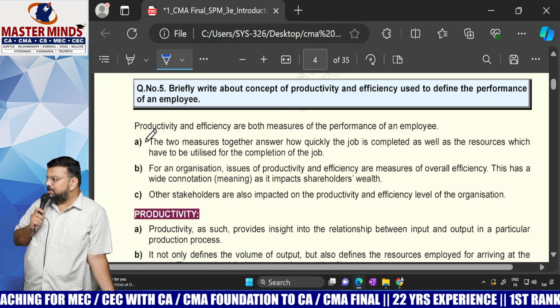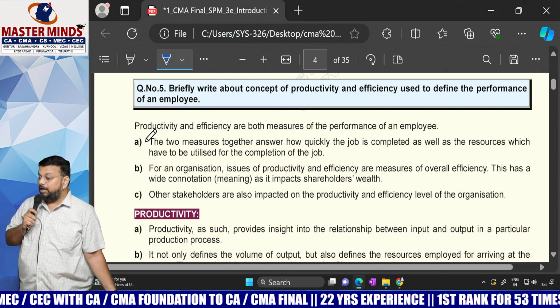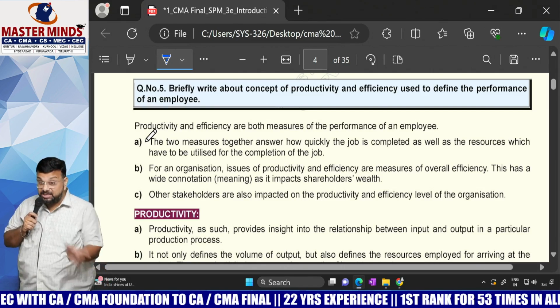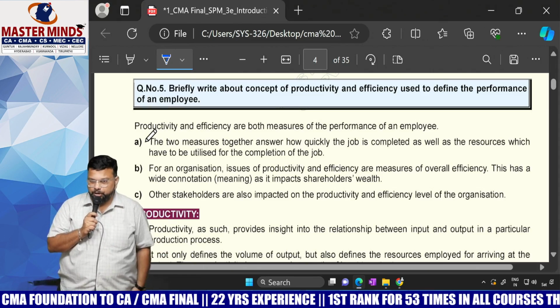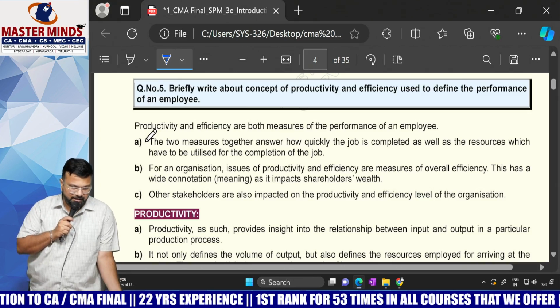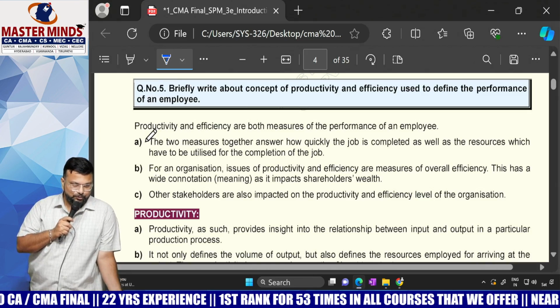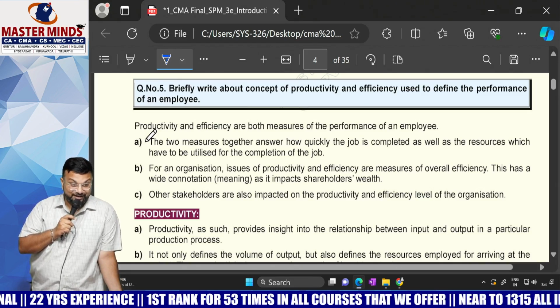Okay, Nana. Here we are concerned about two things. How quickly the job is completed, productivity. And how well we have utilized the resources, efficiency. In terms of teaching also, we can explain productivity and efficiency. I have completed the chapter in 10 hours. Uday sir has completed the chapter in 8 hours. Who is more productive? Uday sir. But feedback for him is much poorer than mine.